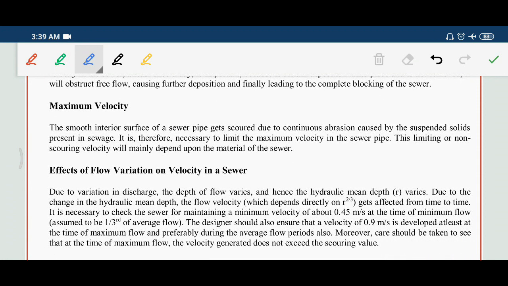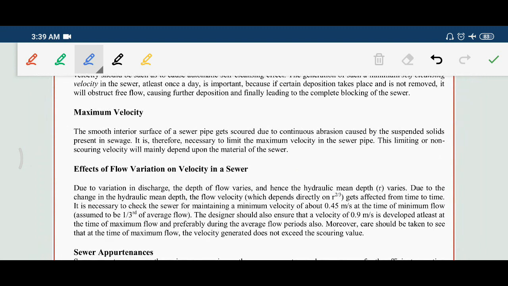Maximum velocity will be 0.9 meters per second. Whenever the flow is low, you should maintain the minimum velocity of 0.45 meters per second. Remember, when the flow is maximum, it should maintain 0.9 meters per second.